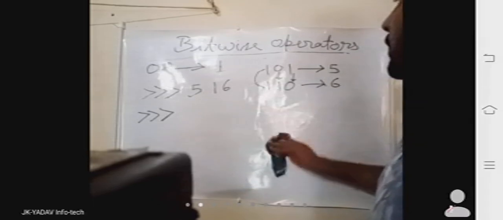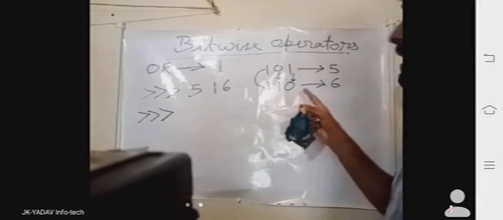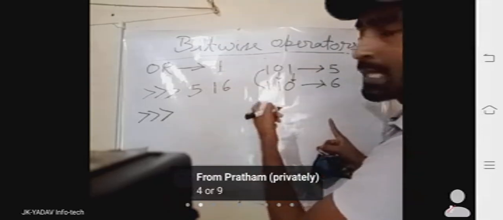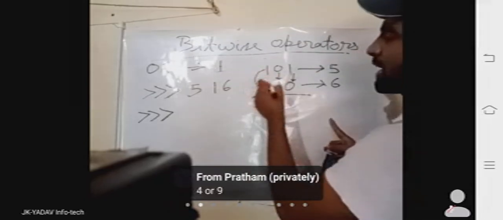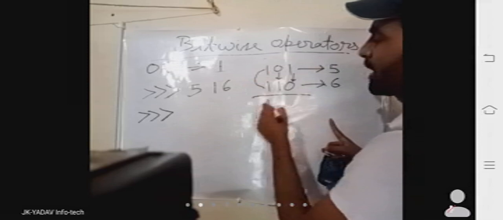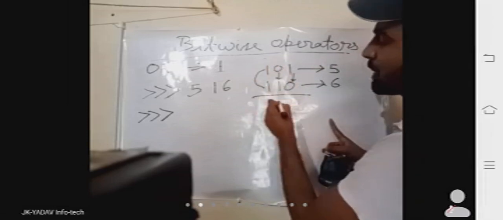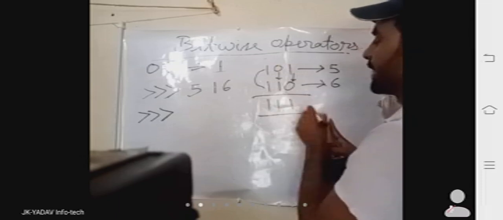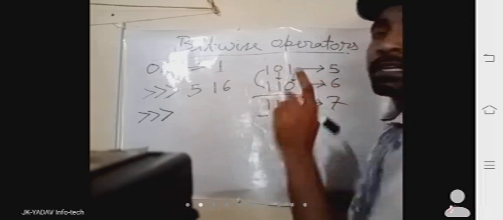Okay. So now you can see, if you compare 5 or 6, then the result comes as 1, 1. If you compare, then you get 1. 0, 1 if you compare, then you get 1. Again 1 and 0 if you compare, then also you get 1. It means the result comes as 7. The result will be 7.